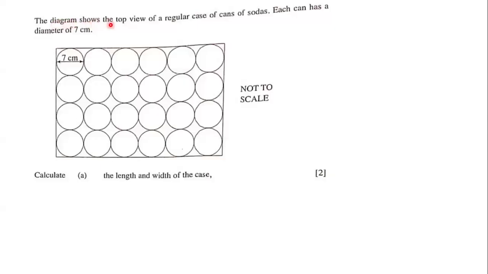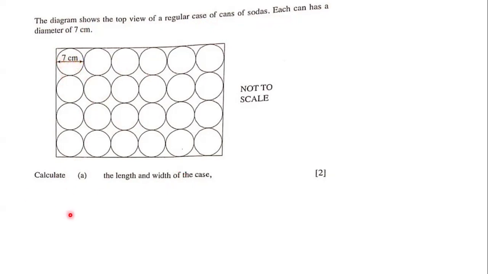The diagram shows the top view of a regular case of cans of soda. Each can has a diameter of 7 centimeters. And so here's a diagram representing that. And it says calculate the length and width of the case. And so if you notice here, this here is 7 centimeters.